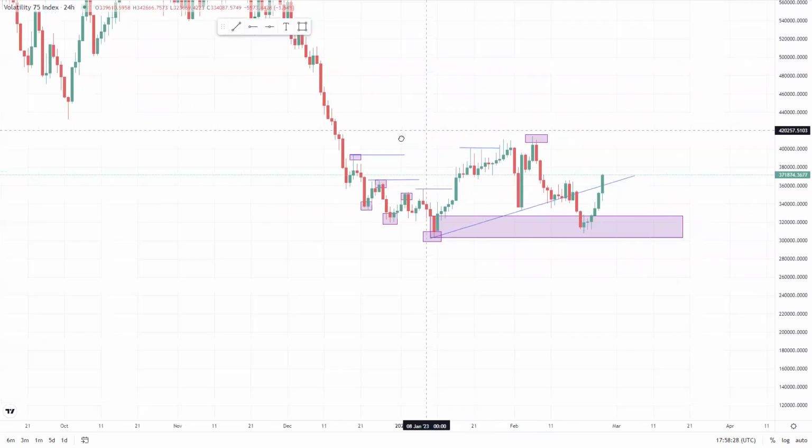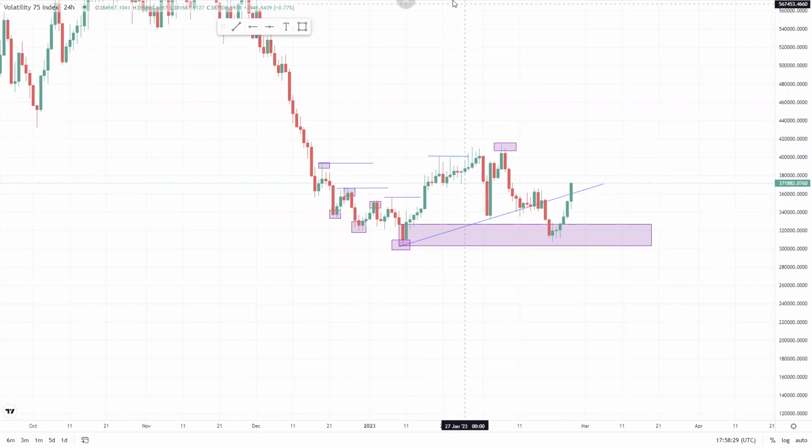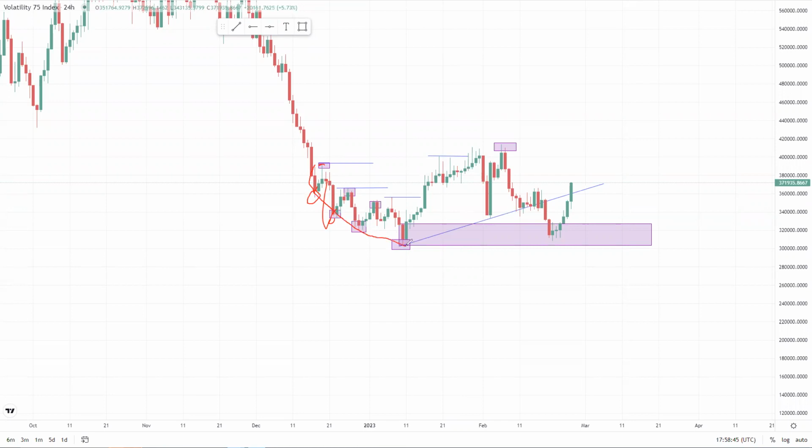Let me explain what that means. What this means is that if the market is in a downtrend, like it was coming, it kept creating a series of lower lows and lower highs, lower lows and lower highs. When you see this, it is a sign that the market is in a downtrend.